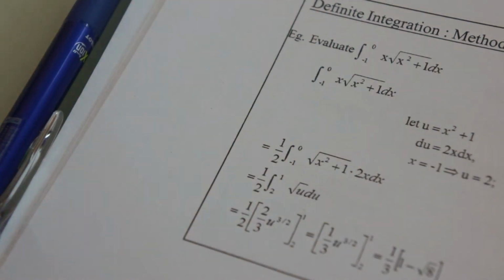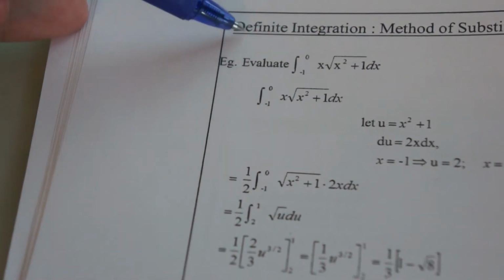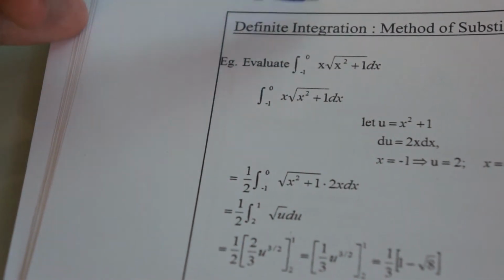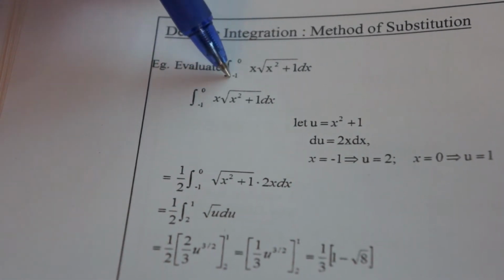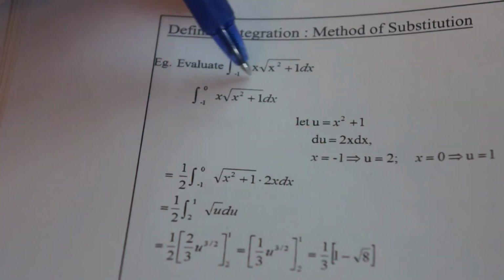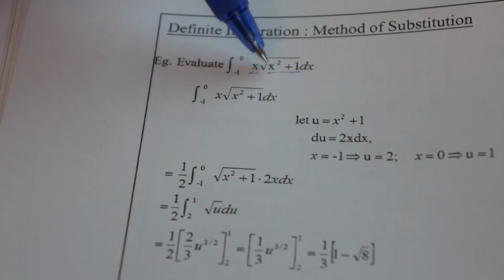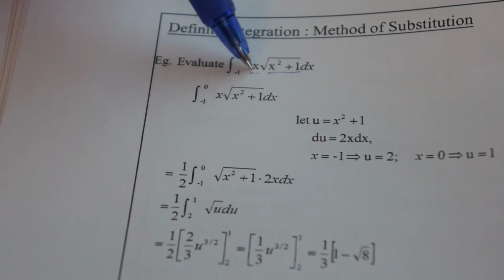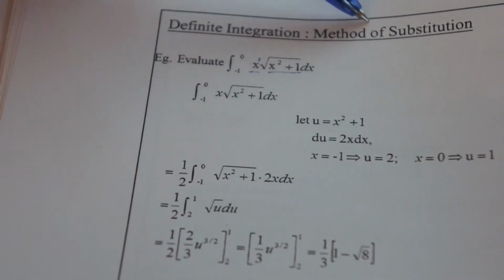Okay, so let's continue. For slide 31, definite integration by the method of substitution. You can see that the upper limit is 0 and the lower limit is negative 1, and then you have x times the square root of x squared plus 1. Because we have a power of 2 and a power of 1, that's why it should be the method of substitution.